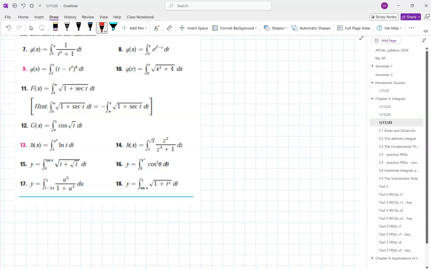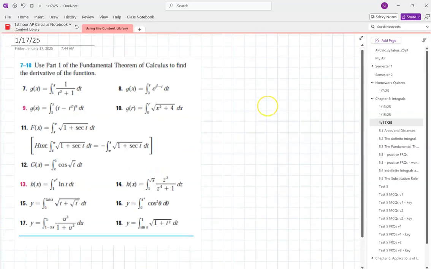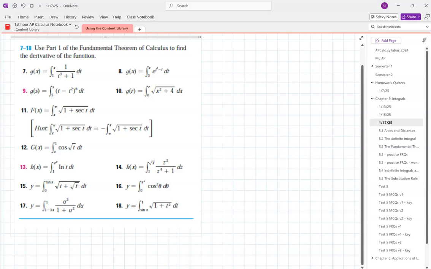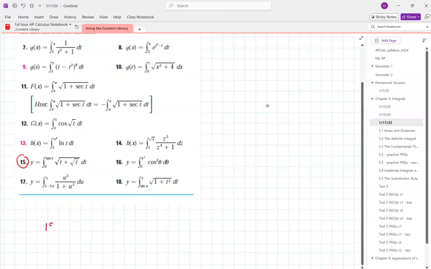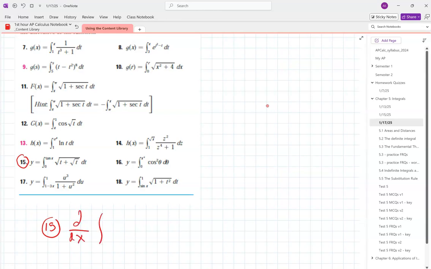All right, so number 15 from 5.3, the directions say use part 1 of the fundamental theorem of calculus to find the derivative of the function. So we're looking at this. We're going to do the derivative of the integral from 0 to tan x of square root t plus square root t dt.